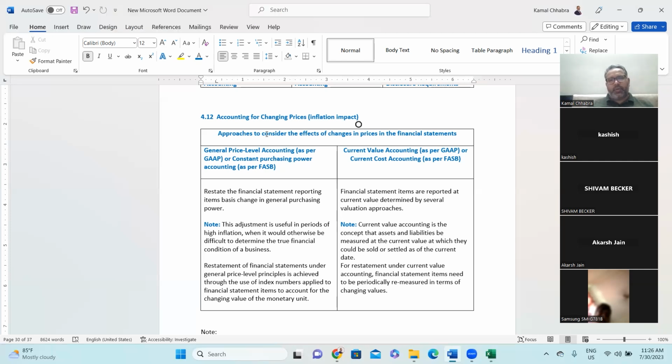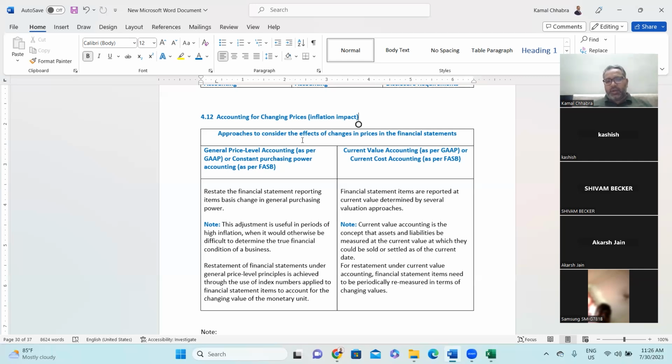We'll be discussing one by one, and we have an illustration also to discuss in detail how to do the accounting of the same. On the other hand, current value accounting, which is current cost accounting in IFRS, the terminology is different, but the concept is same. Financial statement items are reported at current value determined by several valuation approaches or valuation methods. Current value accounting is the concept that assets and liability be measured at current value at which they could be sold or settled as of the current date.